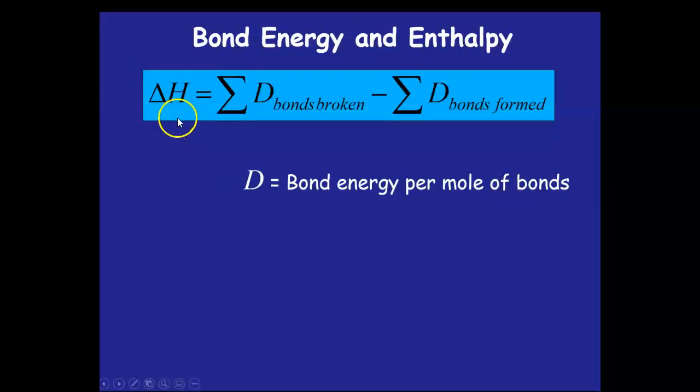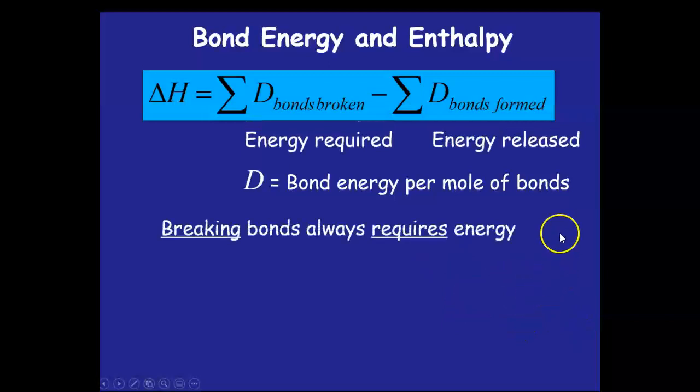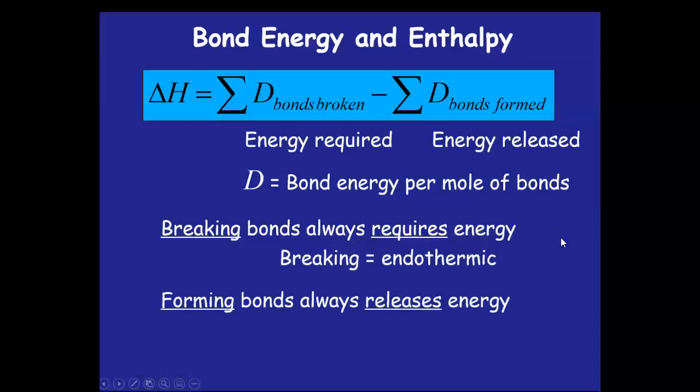To determine the bond energy and enthalpy of formation, you determine what it costs to break up all the bonds in the reactants. And then you always subtract what you gain by forming bonds in the products. Energy required minus energy released gives you the overall enthalpy of the change. Breaking bonds requires energy, it's endothermic. Forming bonds releases energy, exothermic. These are all concepts that you should have learned in first year and in biology.